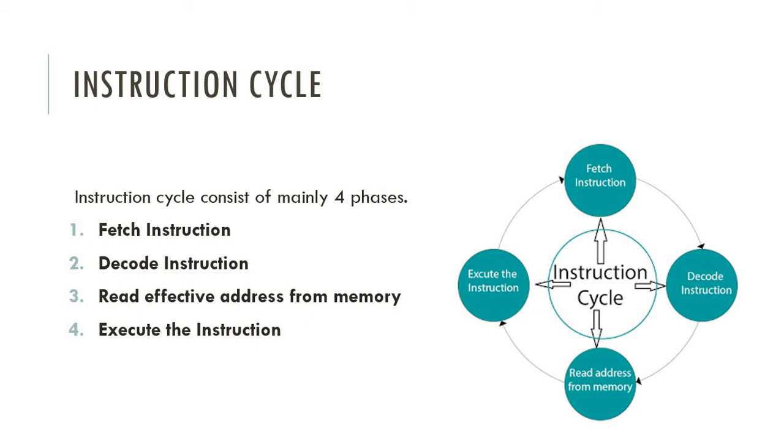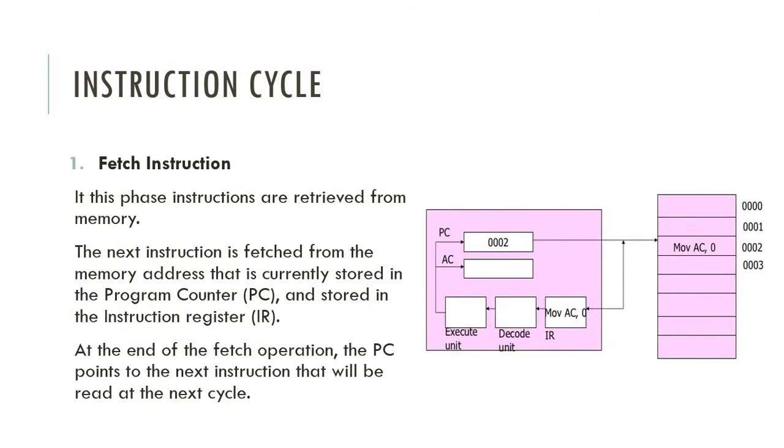Let's understand the instruction cycle with the first phase, which is fetch instruction. In this phase, instructions are retrieved from memory. We already know that we write the program, and it is saved in memory in the form of instructions. These instructions are saved into the main memory of the computer. Here in this figure, this is the main memory of the computer, and multiple instructions are stored in it. The main task of the fetch stage is to retrieve the instruction from main memory.